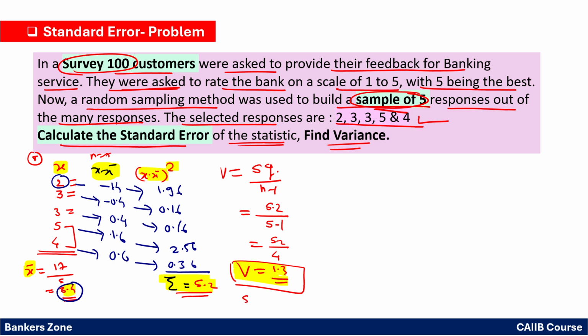Now next is what? Standard deviation. What is standard deviation? Standard deviation is nothing but the square root of variance. So it will be the square root of 1.3. It will be 1.14. So the standard deviation you got here is 1.14, right?